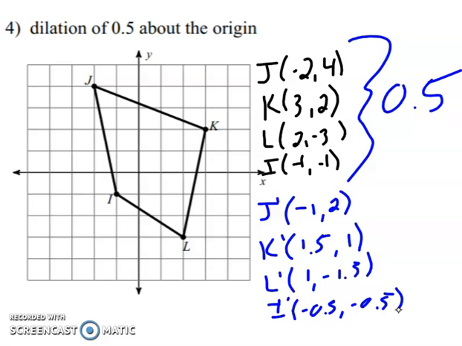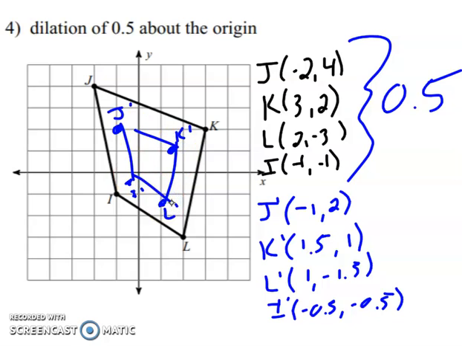So J prime is negative 1 comma 2. K prime is 1.5 comma 1. L prime is 1 comma negative 1.5. And I prime is negative half, negative half. So it's going to look roughly like that.